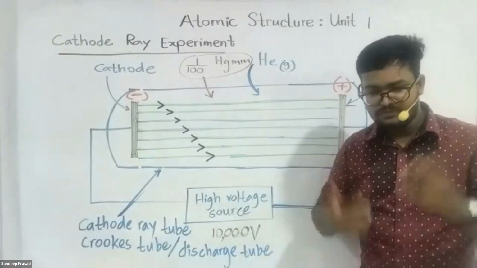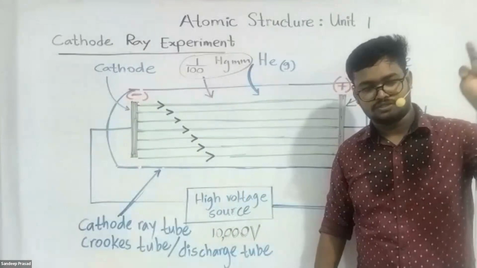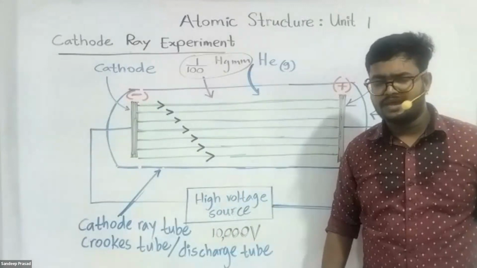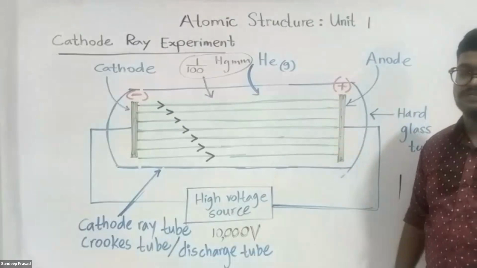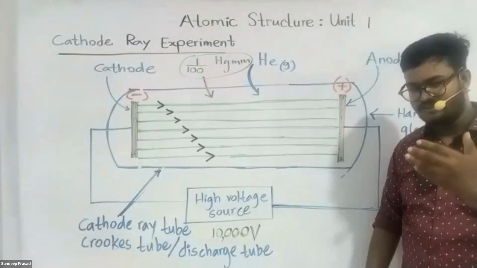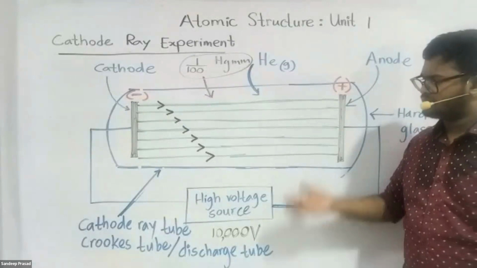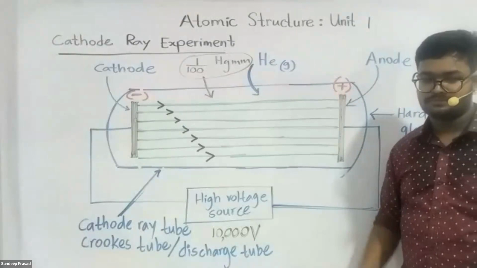These scientists, Sir William Crookes, J.J. Thomson, Wilhelm Hittorf, and Julius Plucker, these four scientists didn't expect this kind of observation from this experiment. They just tried to check whether the gaseous state could pass electric current, that's all. But some kind of radiations were emitting from the cathode to the anode.